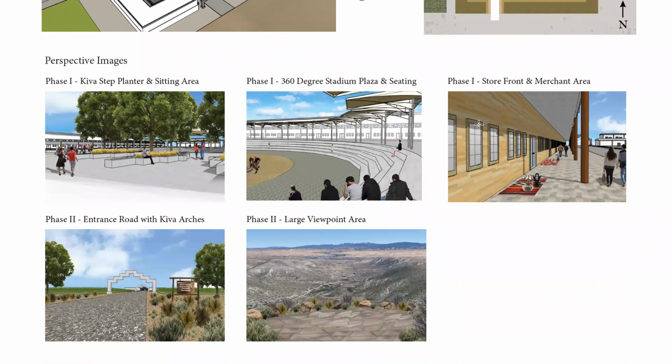The next area of this board includes my perspective images. These images include the Kiva Step planter and seating area, the 360-degree stadium plaza and seating, and the storefront and merchant area. The next set of images include the entrance road with Kiva arches and the large viewpoint area.